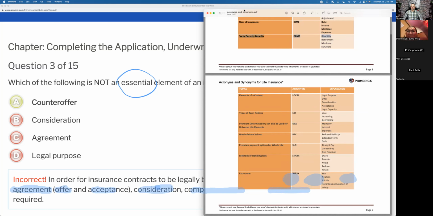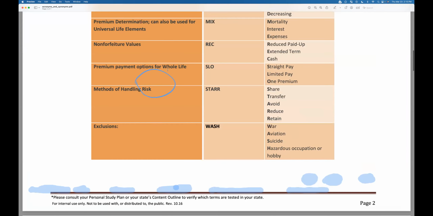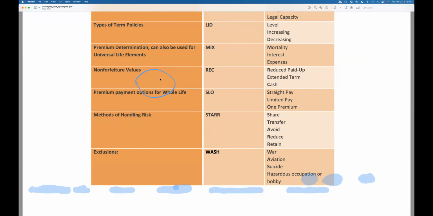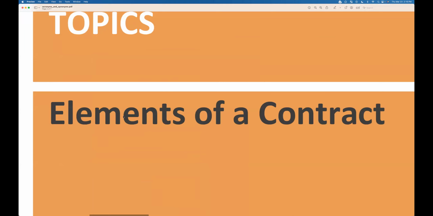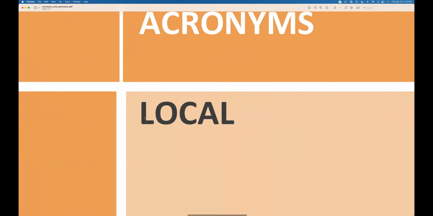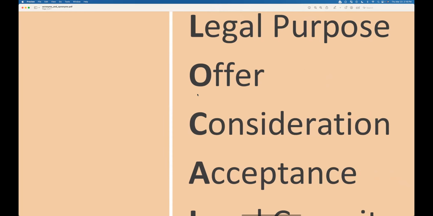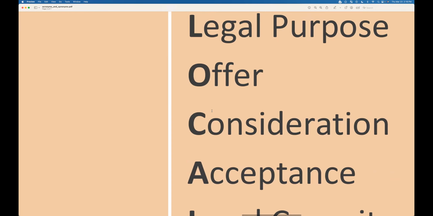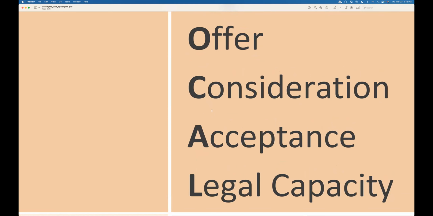Ready? I'm gonna give you something real quick. So let me clean up the screenshot. Elements of a contract. You see that? The acronym is LOCAL. LOCAL stands for legal purpose, offer, consideration, acceptance, legal capacity. There it is.